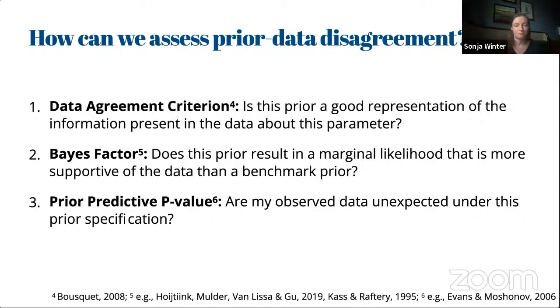about this parameter? The second approach uses the Bayes factor, and in general, it asks, does this prior or this prior specification result in a marginal likelihood that is more supportive of the data than some other prior specification? And finally, we can use prior predictive p-values, which look at if my observed data are unexpected under this prior specification.